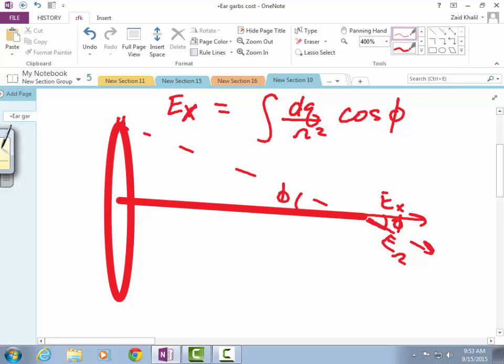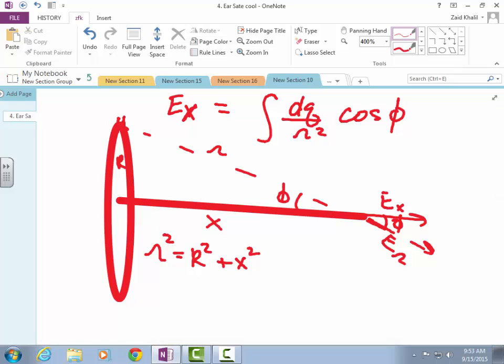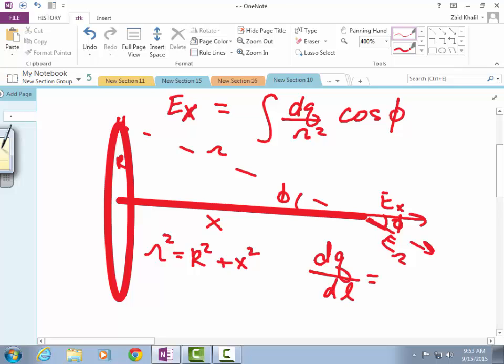Everything's the same distance from all points around the ring? Correct. Each of these pieces is the same distance script r away, and script r squared is equal to big R squared plus x squared. And dq, this is a ring, is basically just a line of charge. And so dq over dl is equal to the linear charge density, lambda.